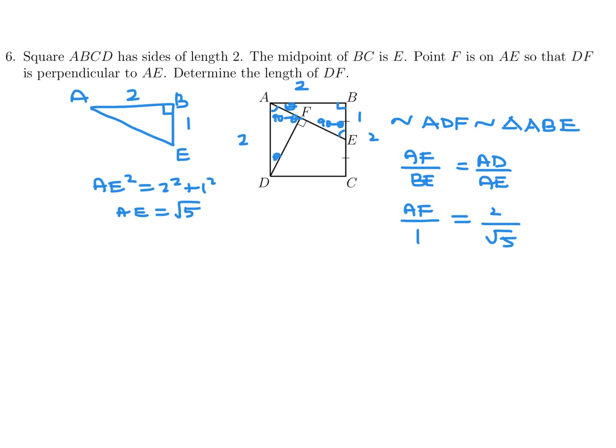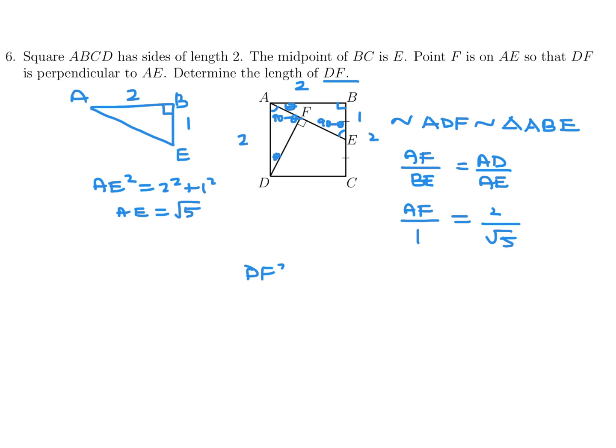And then what do we have to do? Figure out the length of DF. So where's DF here? Okay. Now, how do I do that? Probably just the Pythagorean theorem, I would think. Yeah, because I have AF and I have AD. Okay, that would be fairly straightforward then.